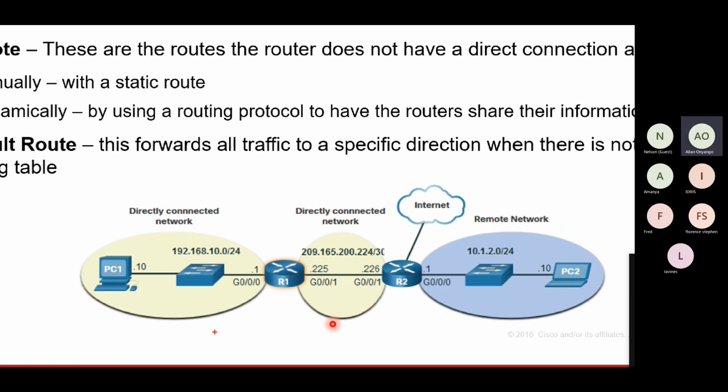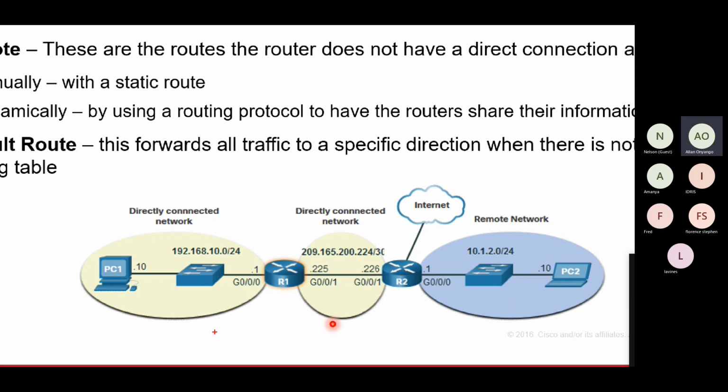And so each router must know how to reach all the remote networks, leave alone the directly connected networks. The directly connected networks will be learned so long as the router has been configured with an IP address. So every router must know how to reach its remote networks, and there are so many remote networks in the world.